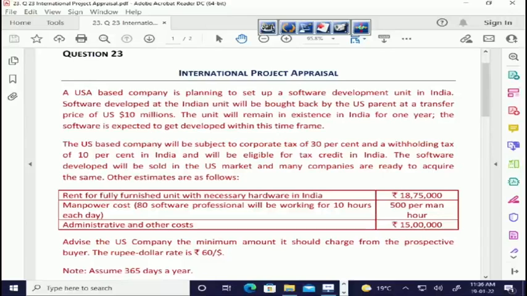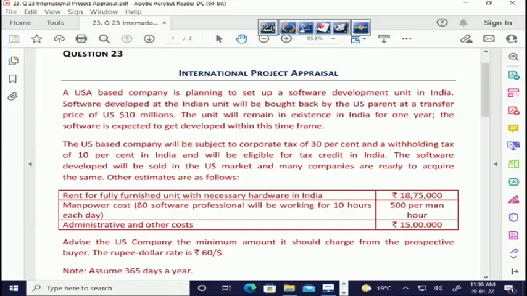So basically you have to find out the cost incurred by the US. It is not $10 million because $10 million is a transfer price. We should try to calculate the corporate tax and the withholding tax in India. So for that, what is the revenue for the Indian subsidiary? The revenue is 10 into 60, okay, 600.